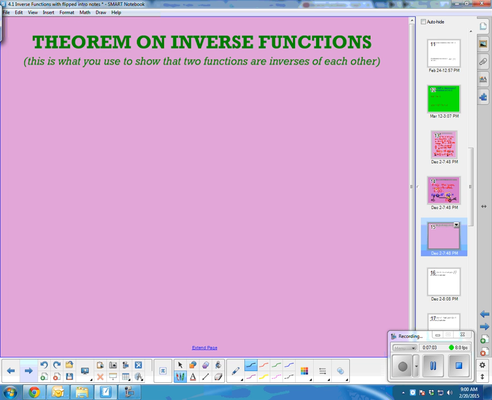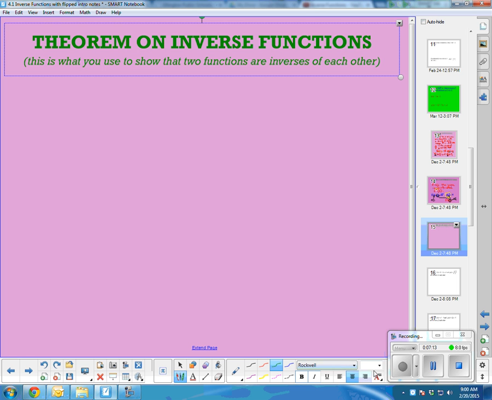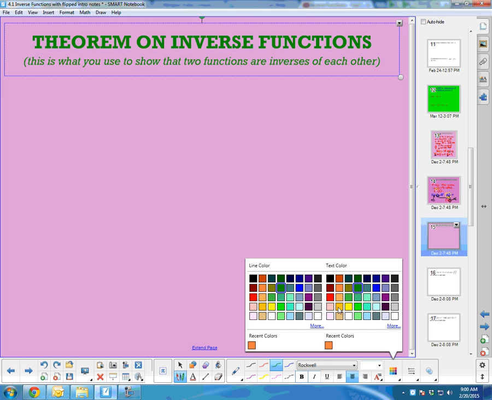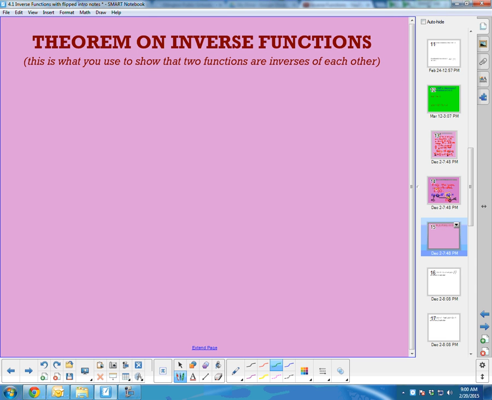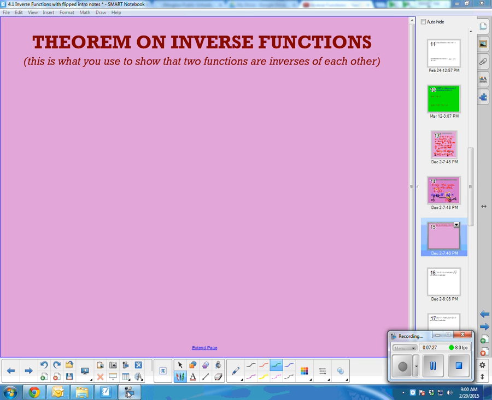And the last thing I want to talk about in this video is the theorem on inverse functions. What this says here is that this is what you're going to use to show that two functions are inverses of each other. When we are given two functions and we want to demonstrate whether they are inverses of each other or not, we want to prove it, this is what we're going to use.